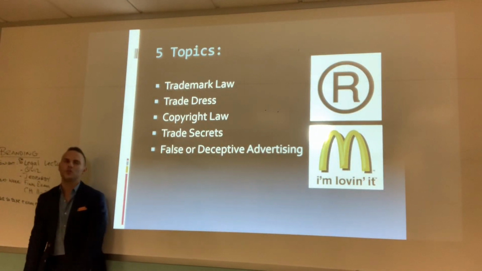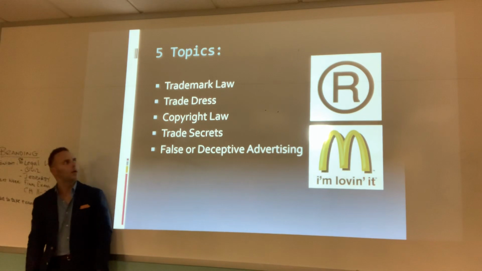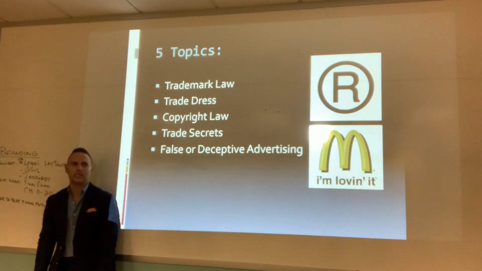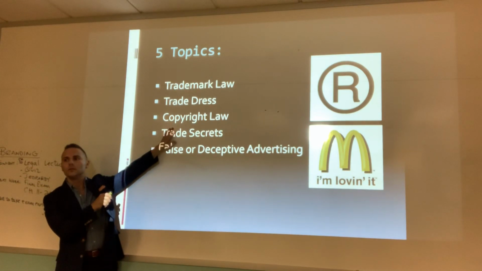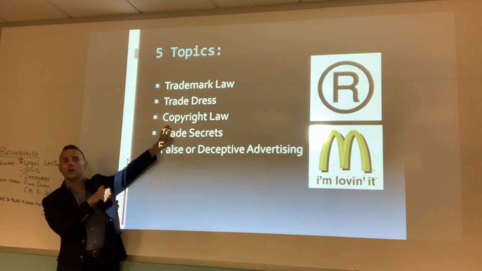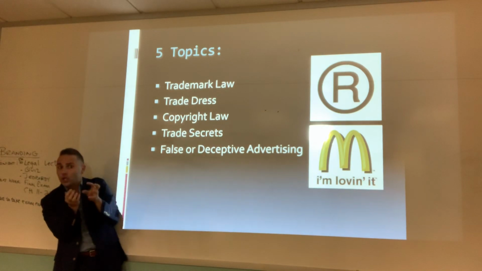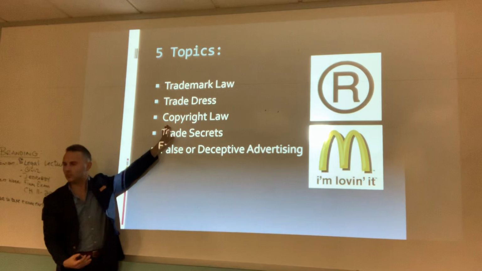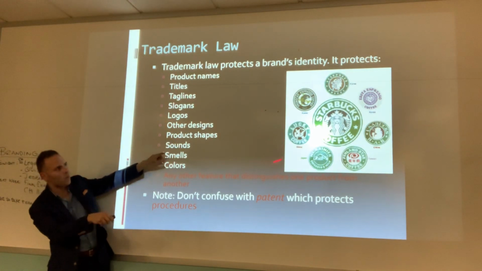Trademark law. What's the difference between TM and R? TM is unregistered, R is registered, right? Trade dress, what does it protect? Aesthetic elements of a product that don't have a use, right? Copyright law, what does it protect? The body of work. What does trademark law protect? Intellectual property. All of this is intellectual property. Trademark is about the brand identity, logos, names, slogans, taglines, colors, smell. Copyright is bodies of work. Clear about that? Here's the list. Product names, titles, most things that we identify with the logo.